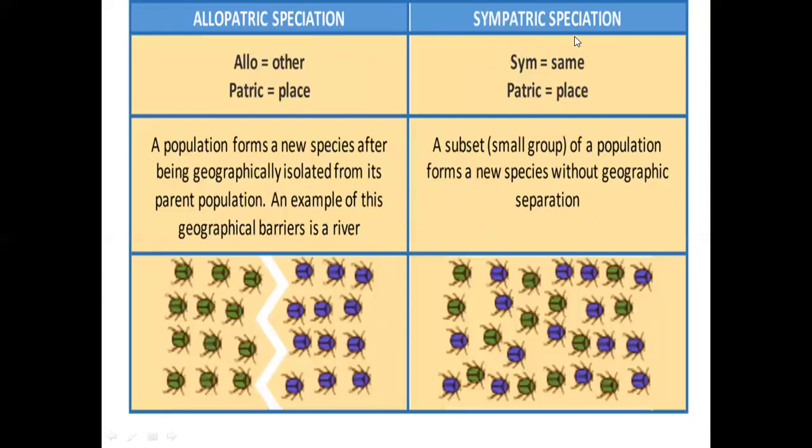While in sympatric speciation, sym means same, allo means other. You have to remember these terms. Allo means other, so two groups are formed due to this physical barrier. Sym means in the same place. A subset, a small group of population, forms a new species without geographic separation. So you can see this with the help of this diagram.